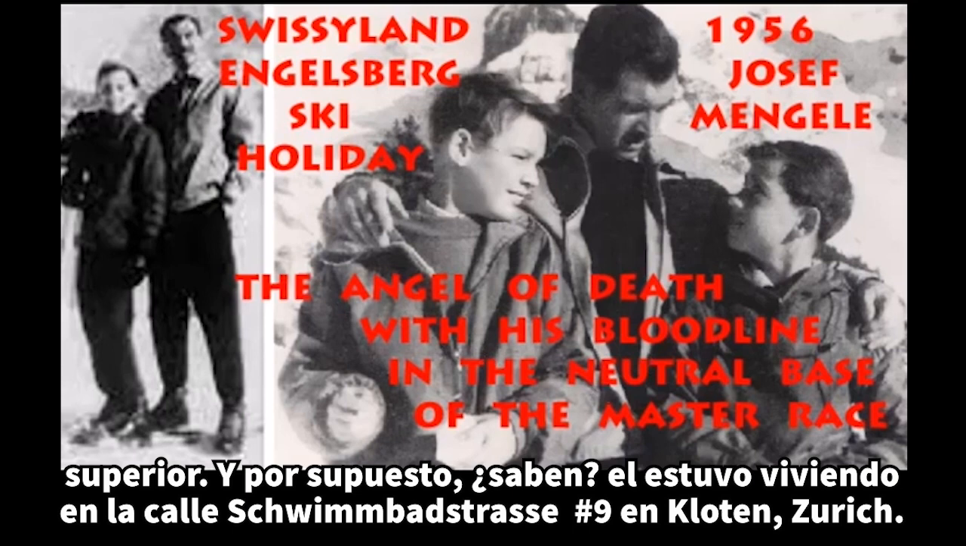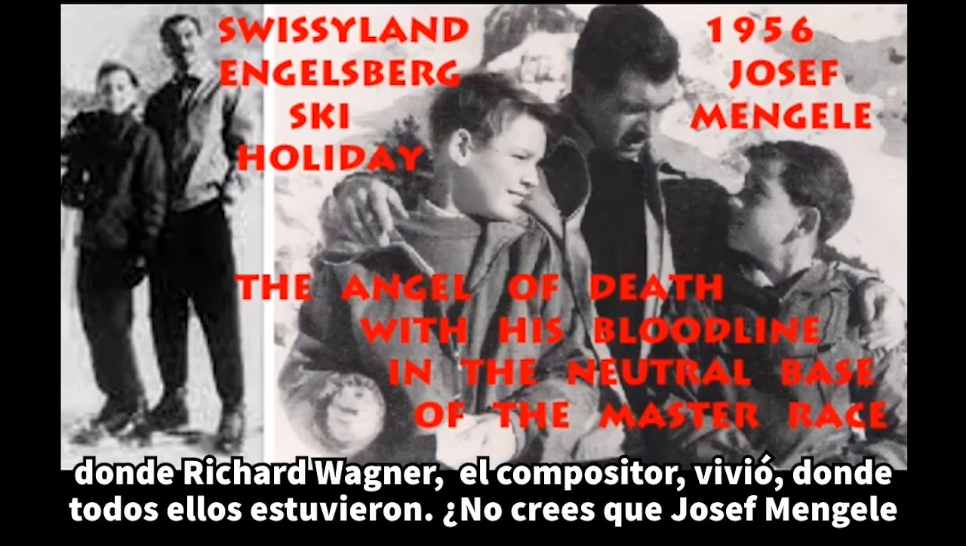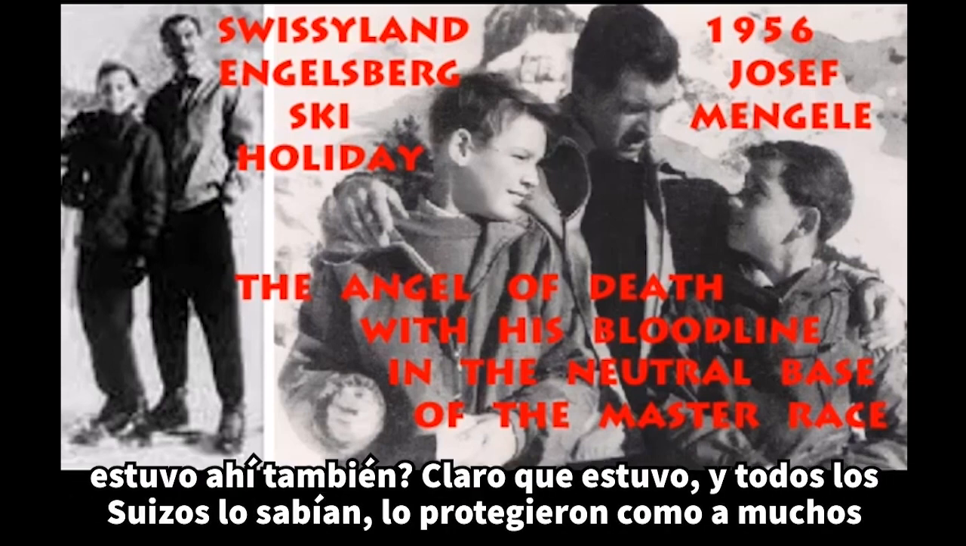And of course, he was living in the Schwimmbadstraße, number 9, in Kloten, Zurich. And what else is in Zurich? Well, there's the Villa Schönberg, where Hitler got financed, where Rudolf Hess was, where Richard Wagner, the composer, lived, where they all were. Don't you think Josef Mengele was there as well? Well, of course he was, and all the Swissies, they knew it.